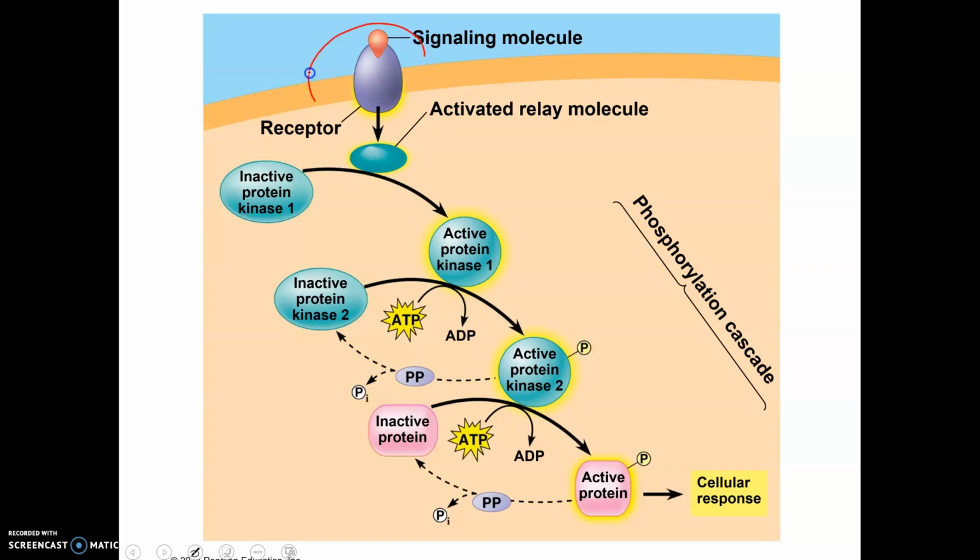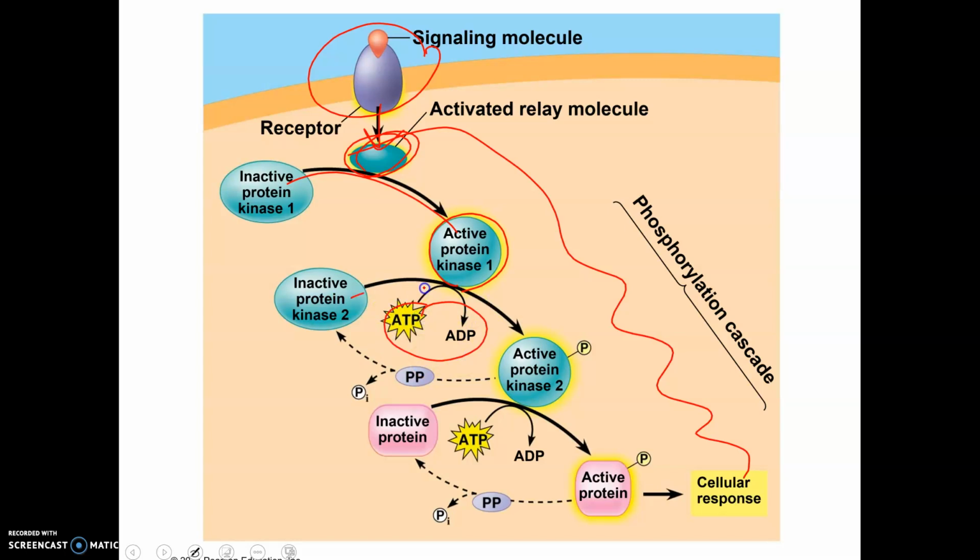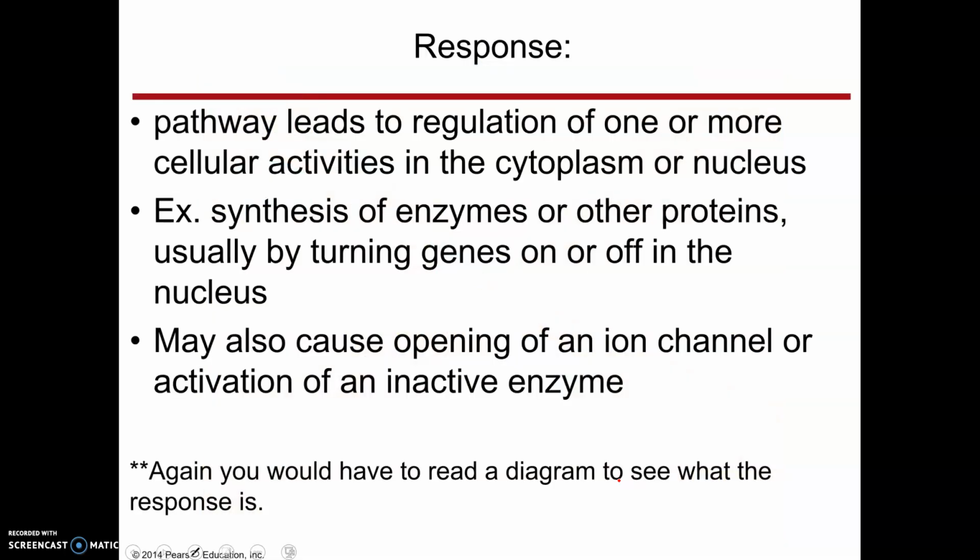So this is our original receptor. All of this is our second messengers. This kinase gets activated by this molecule released here, which activates this kinase, which triggers ATP to break and add a phosphate to this, which then triggers another ATP to add a phosphate to this, and there's a whole complicated response. The final response can be multiple things.